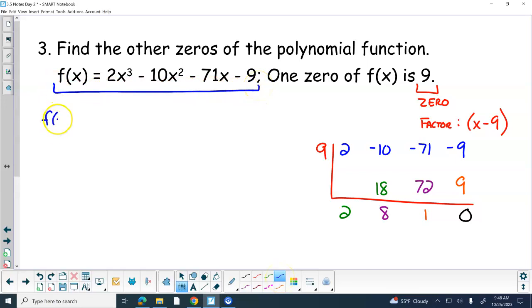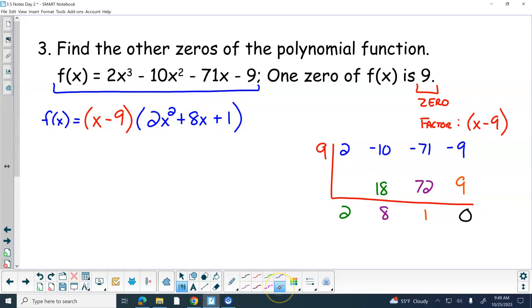The reason I write it like that is because now this becomes f of x equals my x minus 9 from my original one times 2x squared plus 8x plus 1. 2x squared plus 8x plus 1. Can it be factored? No. We gotta find those zeros though. So what do we have to do? Quadratic formula on that one.